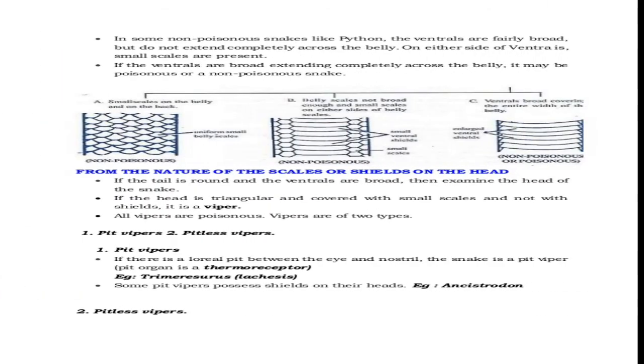In the next slide you can see the same kind of snake. If you observe the tail, it is round. But you can see that the ventrals are broad in nature, but they have not extended completely across the belly part. Then we can confirm that this particular snake is non-poisonous in nature.